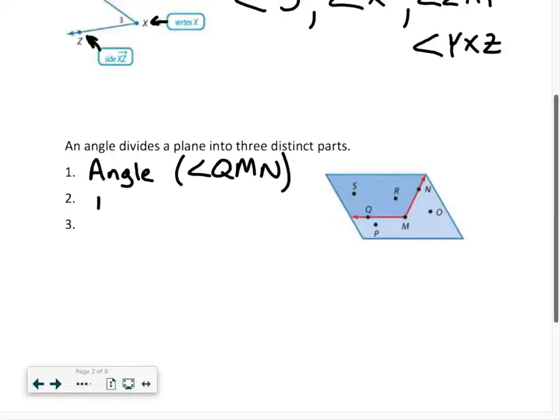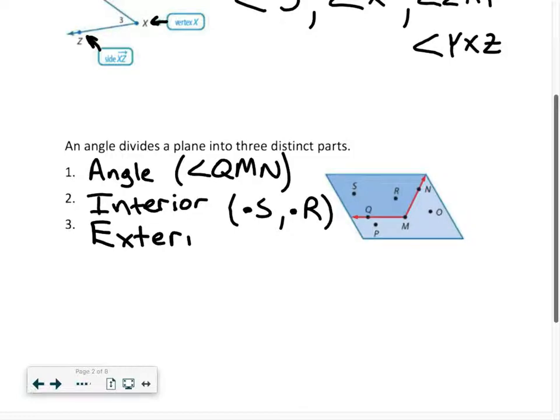And then we have the interior of the angle, and that is the darker shade we see there, and that includes point S and point R. And the lighter shade is what we call the exterior of the angle, and that includes points P and O.